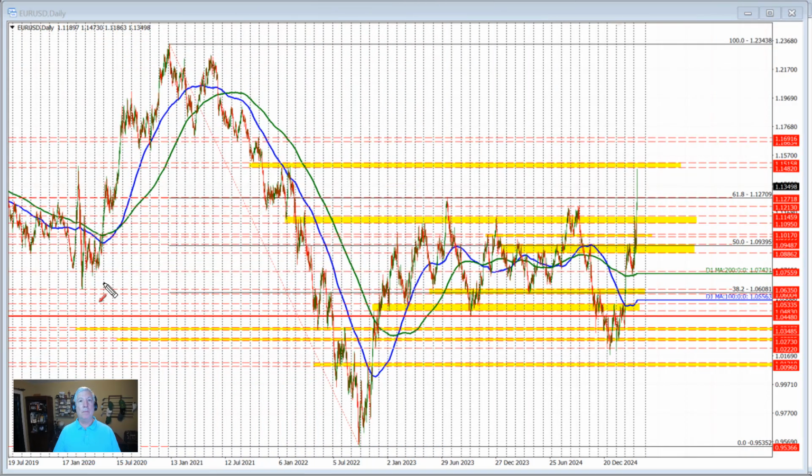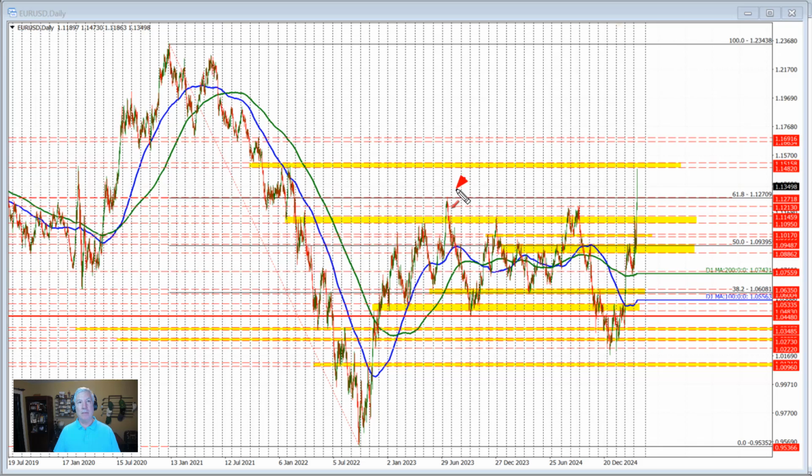Let's talk about the technicals that are driving the three major currency pairs: the euro versus U.S. dollar, dollar versus yen, sterling versus U.S. dollar. So let's get started. The euro versus U.S. dollar is up 1.36%. That's the U.S. dollar lower in trading and moving to the upside.